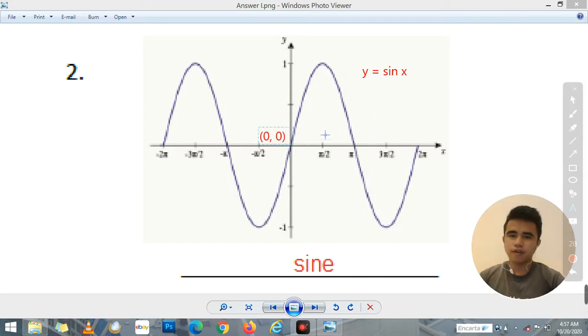So if our value of x is equal to 0, sine 0, using our calculator, will give us the value of our y equals 0. This coincides with our curve, so it passes through 0, 0. Therefore, this function is true for our curve. Therefore, this is a sine function.